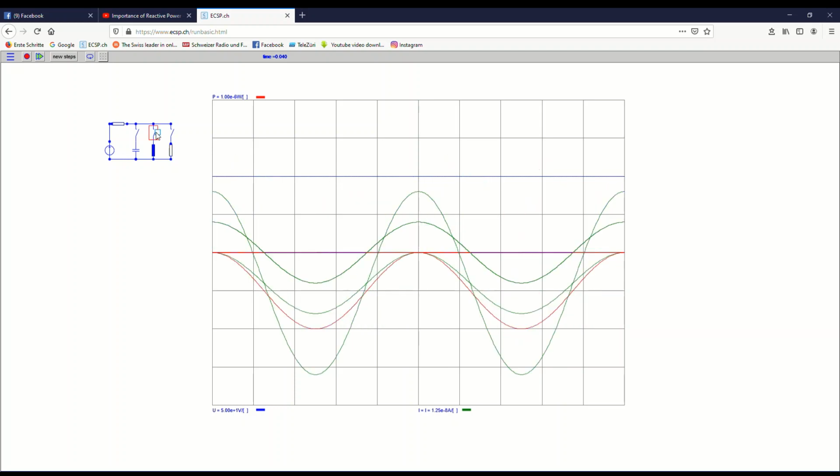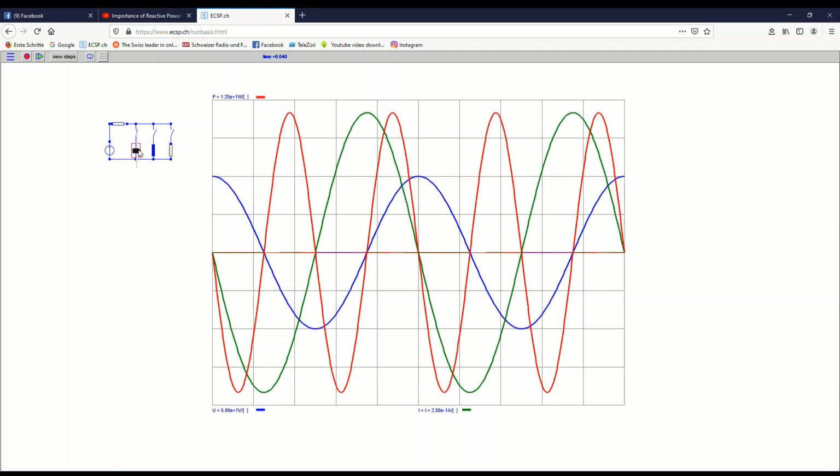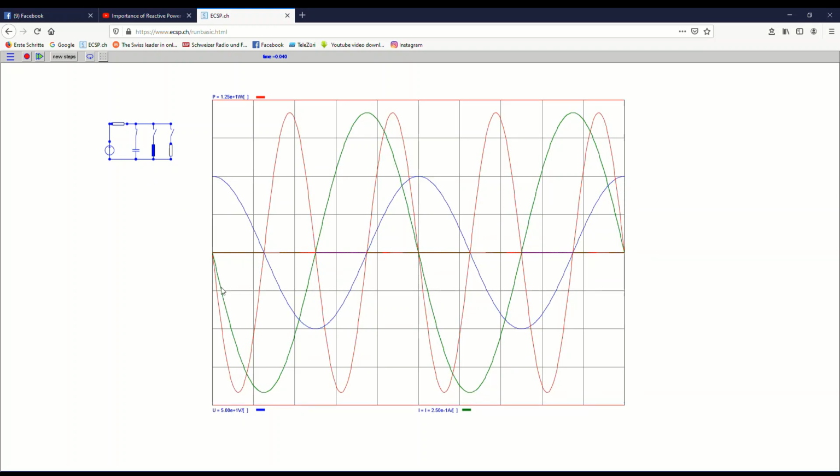And if I go even further and look at the capacitive load, it's exactly the same picture. However, there, it is the voltage curve which is lagging the current curve. So the maximum voltage point, the negative voltage point, is reached 90 degrees after the current had its maximum. So the voltage is lagging in the case of a capacitor.